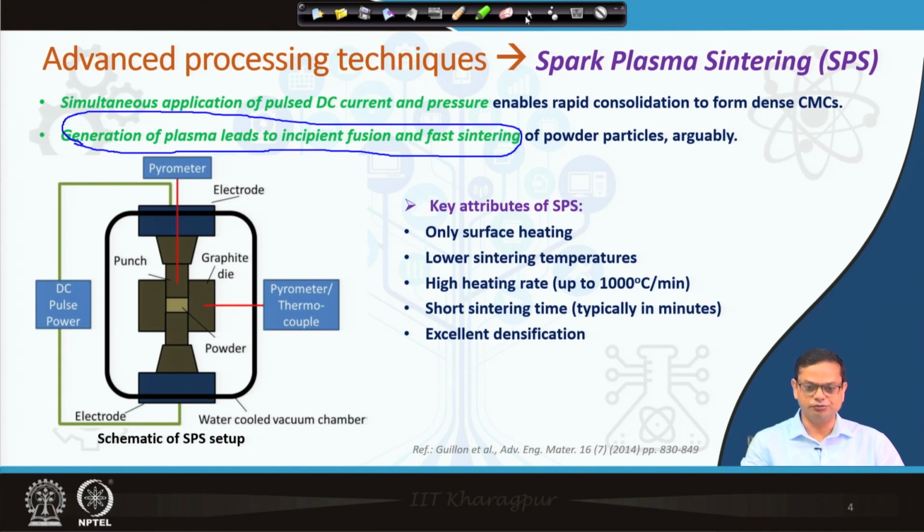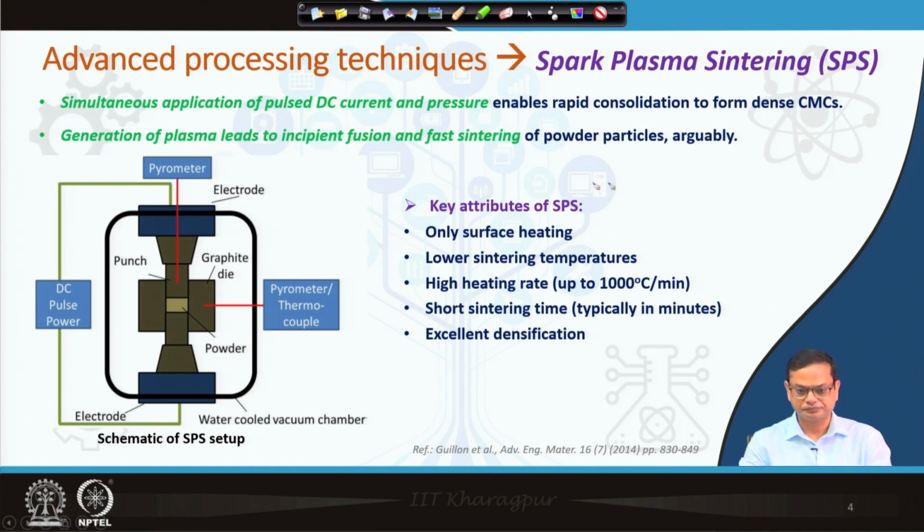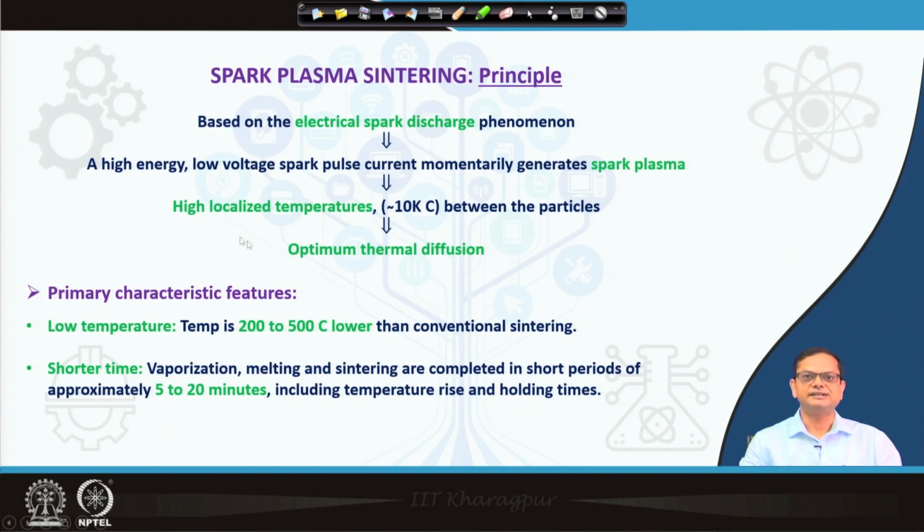Let us move on and see. What it says here is that SPS is based on the electrical spark discharge phenomenon. A high energy low voltage spark pulse current momentarily generates spark plasma. So, spark discharge leads to spark plasma, and I will draw these things so that you understand it better, and that leads to high localized temperature. Ultimately, because of that there will be optimum thermal diffusion and very efficient sintering.